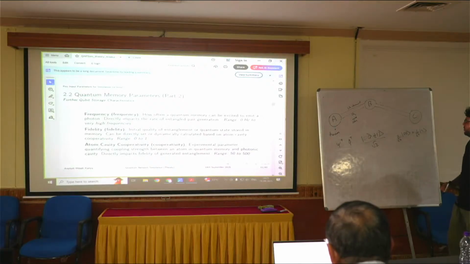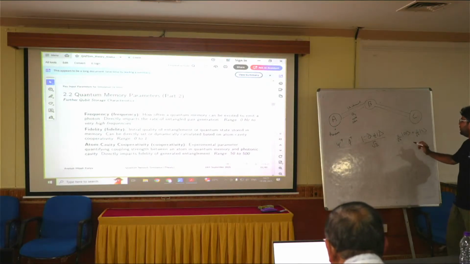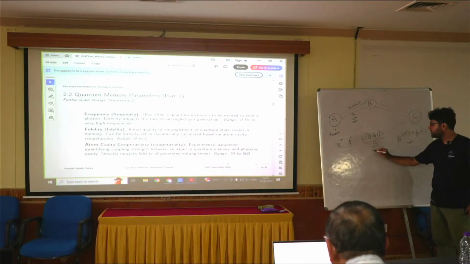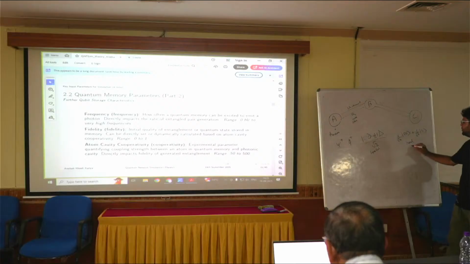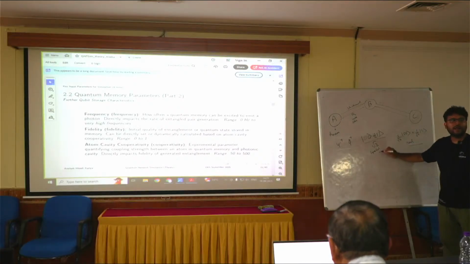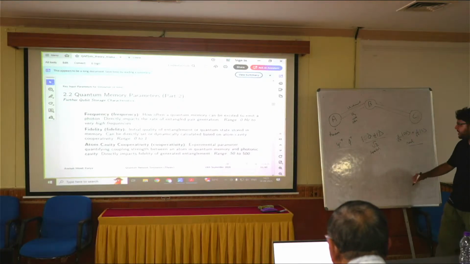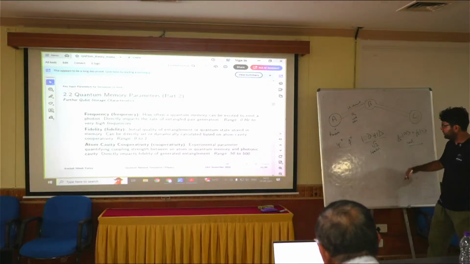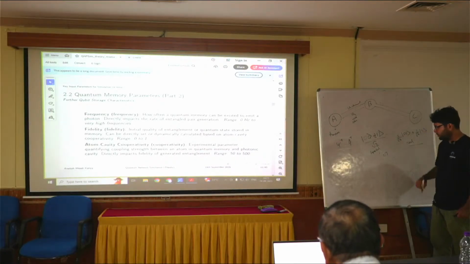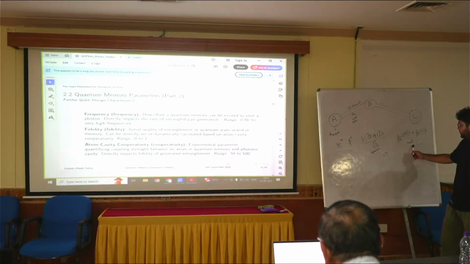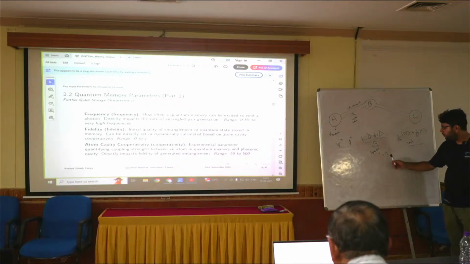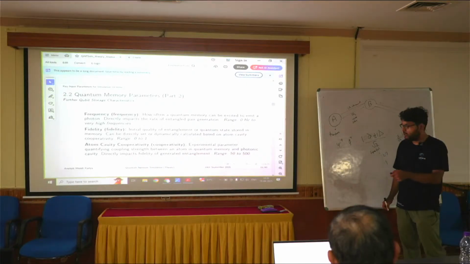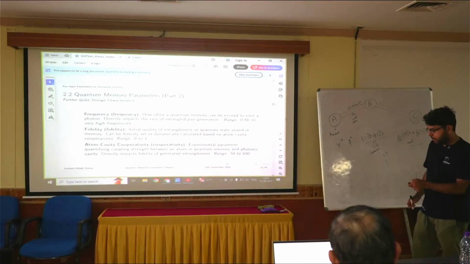So fidelity is a measure of how close the state you're seeing in real life is to what you expected. So fidelity would be a measure of how close this is to the ideal case. I'm not going into the calculation, but say this fidelity is 0.7. So we are saying that the state that we have has fidelity 0.7. We'll get into that in the entanglement generation part.